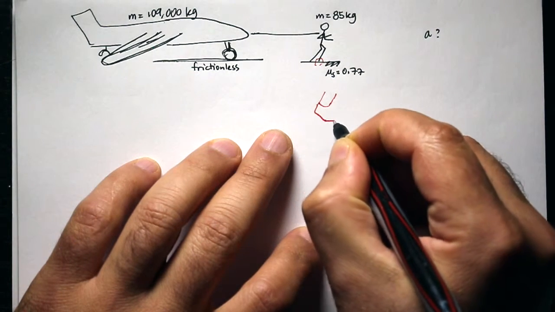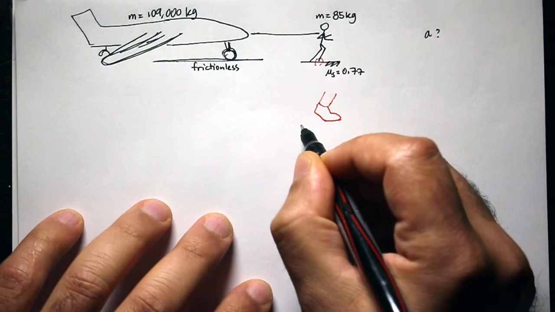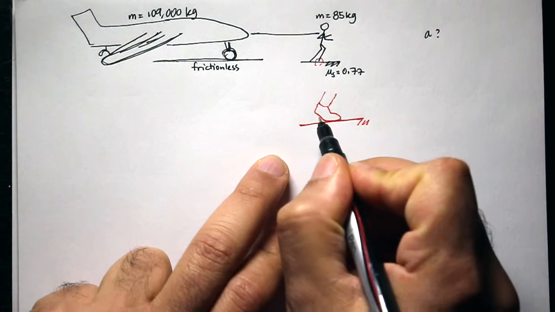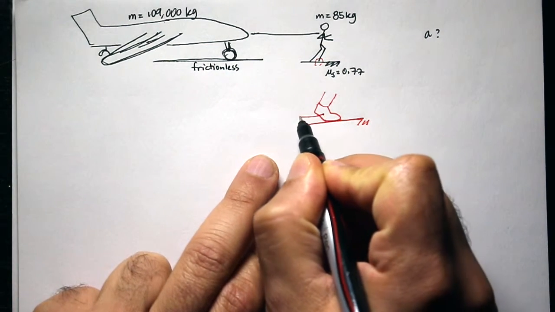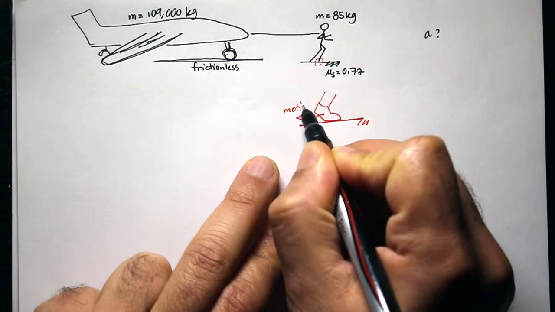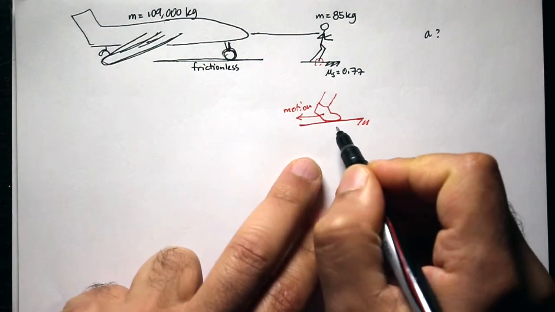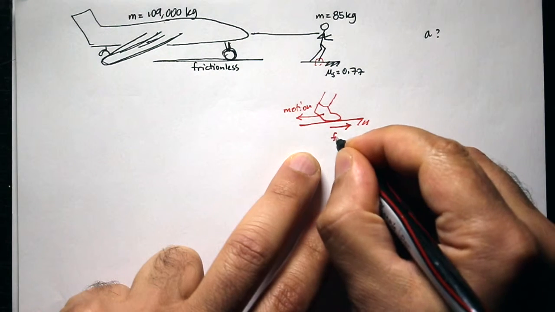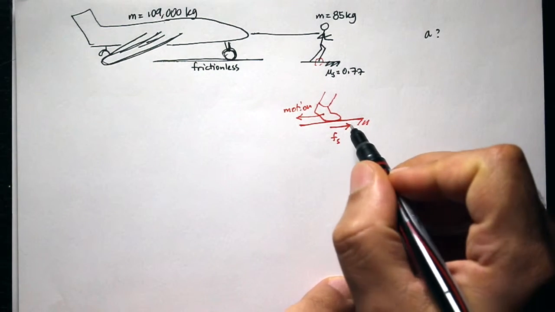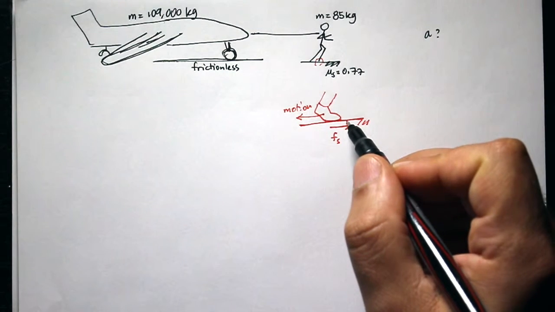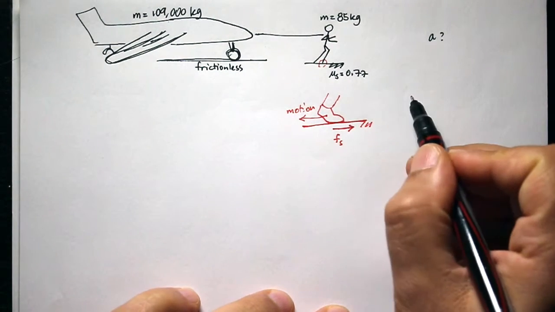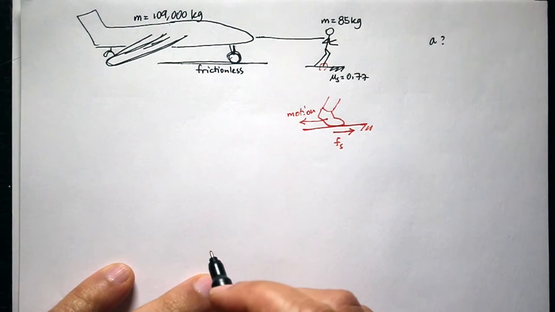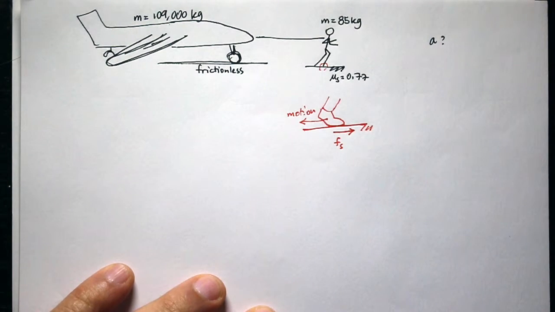And I'm going to think of it this way. There's his foot, and he's trying to move against the tarmac. He is trying to move backwards. So the motion of his foot is towards the back. That means that the static friction, the friction force from the tarmac on his foot, is going to be in the opposite direction. It's going to oppose the motion. And that makes sense because otherwise he would never move forward if there was no force towards the forward direction.